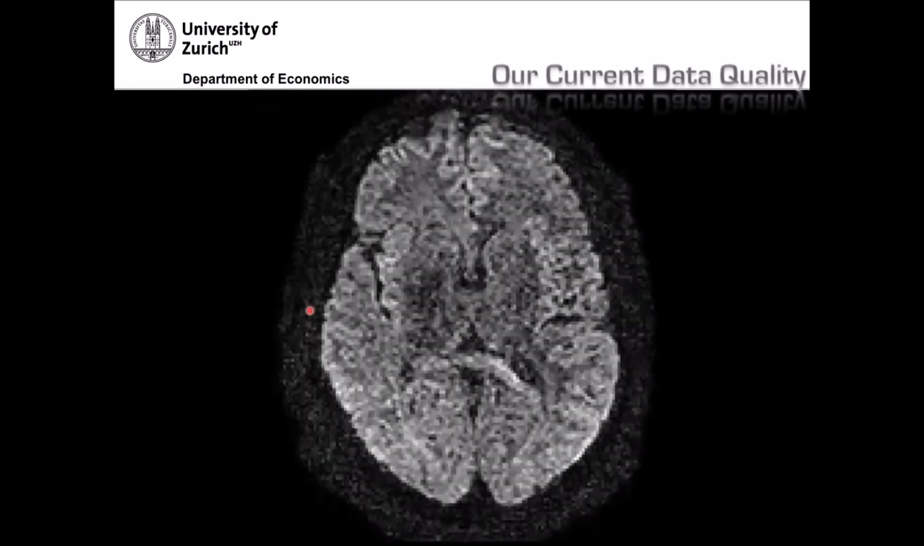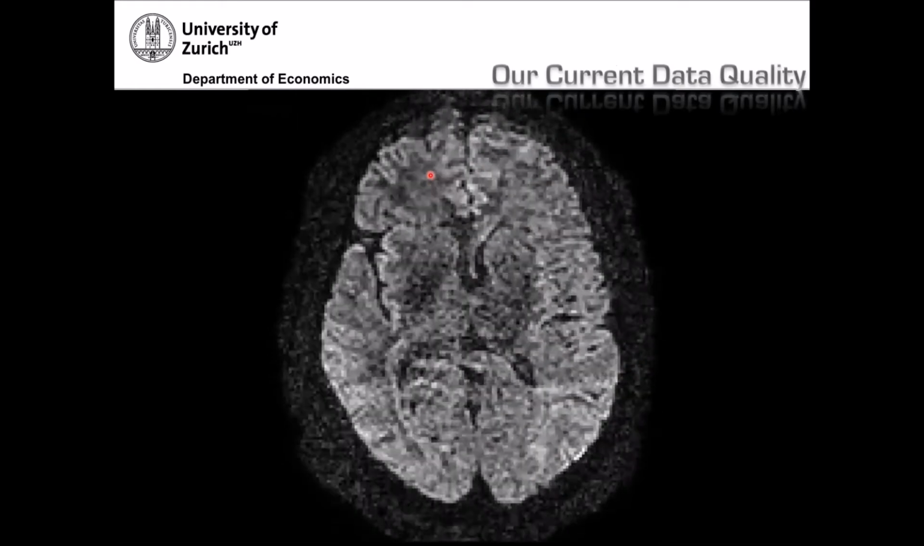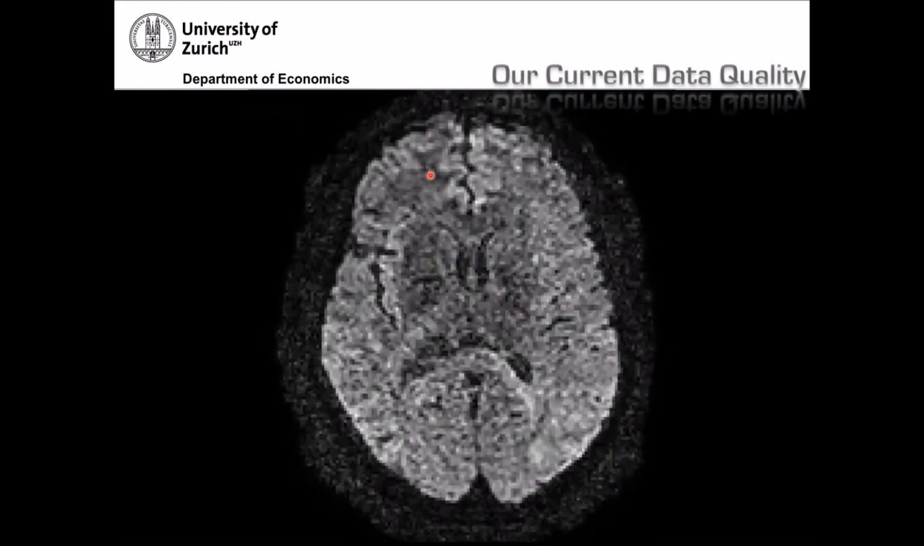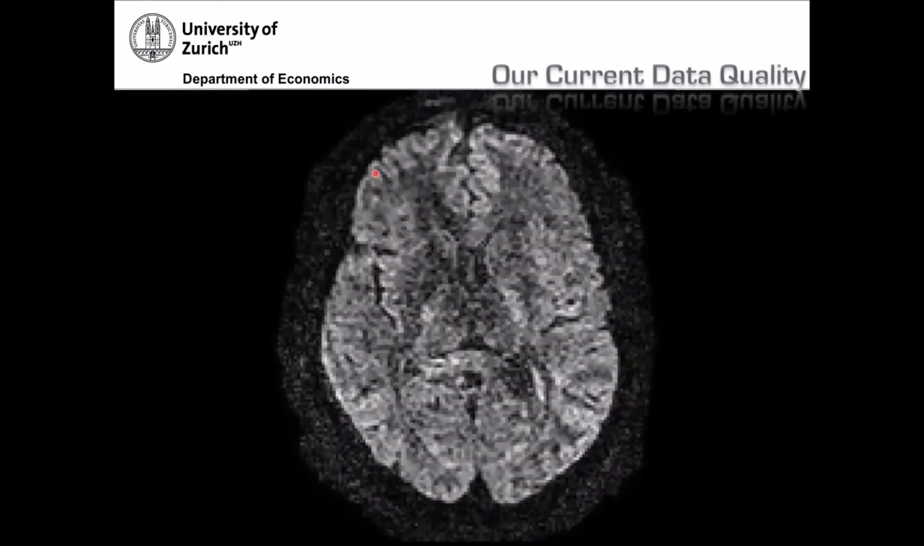So I'd like to show you our current data quality, what we work with now. So this is a diffusion data set in a well-behaving subject. So you see that there are no eddy current issues.